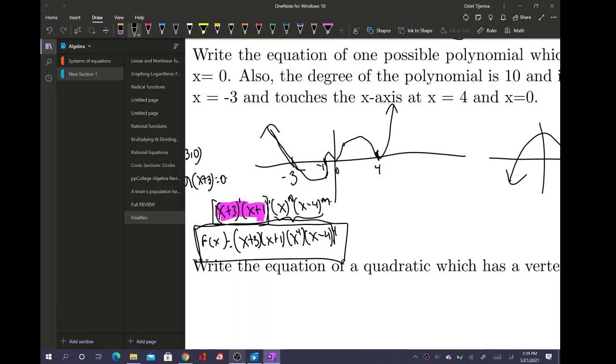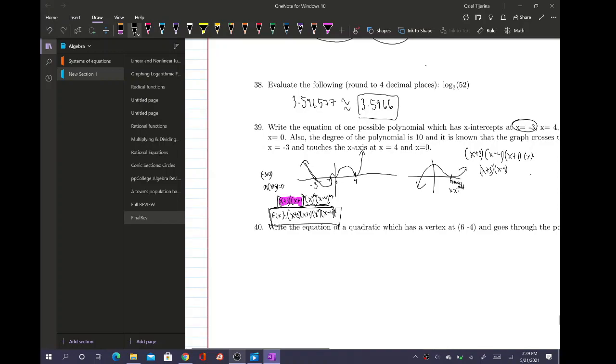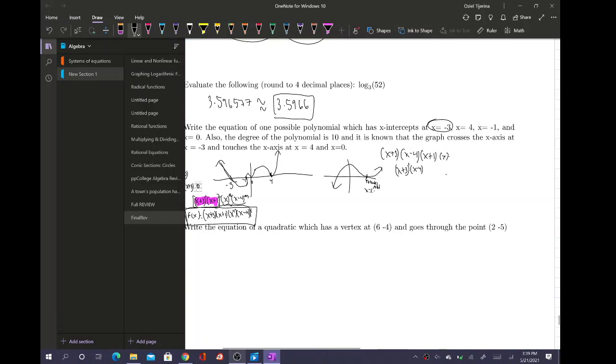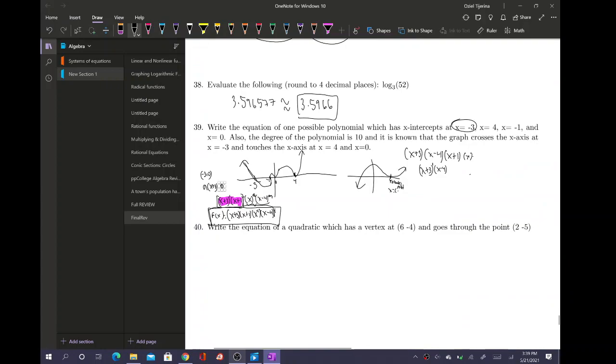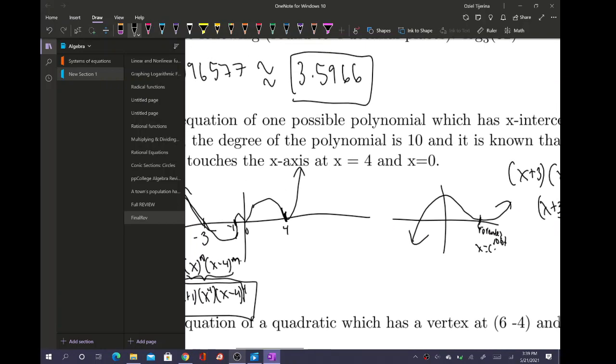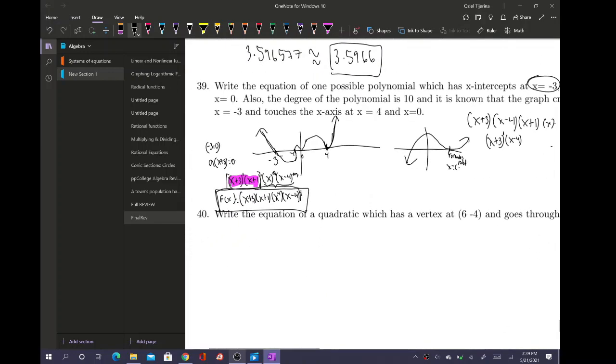This one's a little bit tricky, because you have to know what it means when it's saying it touches the x-axis versus crosses the x-axis. When it crosses the x-axis, it literally goes through it. When it touches it, it's like this. It just touches the x-axis and keeps going. So you have to be careful with that one.